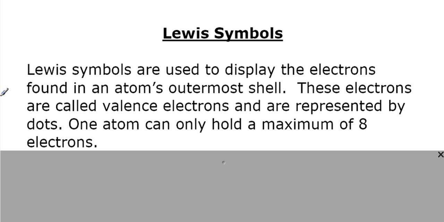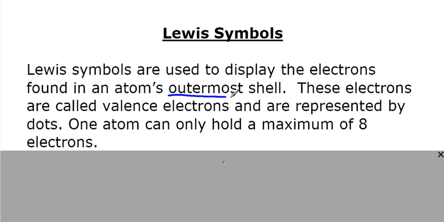In this lesson, we're going to start looking at how different compounds form bonds. The first thing that we need to learn about when we are talking about chemical bonding and representing it on paper is learning about something called Lewis symbols or Lewis dot diagrams. Lewis symbols are Lewis dot diagrams. They're used to display electrons found in a particular spot in the atom.